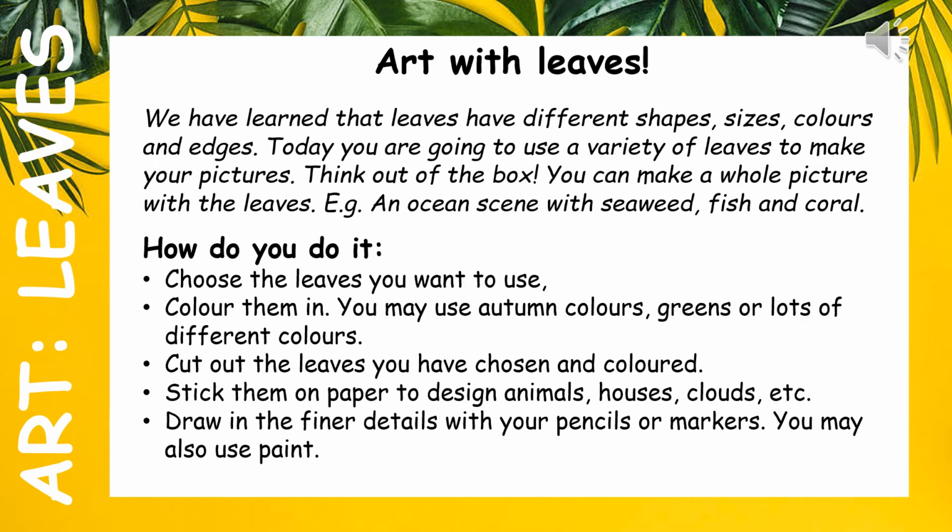How do you do it? So first you'll need to choose the leaves you want to use on the PDF document. Color them in. So you can use autumn colors like browns and yellows, maybe a bit of reds. You can use different shades of green, or you can use lots of different colors. It's completely up to you. Cut out the leaves you have chosen and colored in. Stick them on paper to design animals, houses, clouds, or anything you want to. So you'll put the leaves in such a way that you build the picture you want to make.